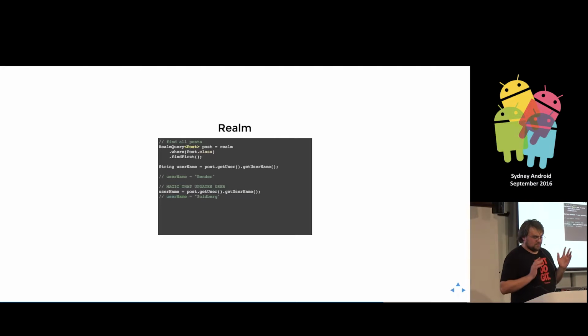So we get the username of the user from this post, change it somehow, I don't care, and then reread the value. So you don't even need to use the built-in system. If you already have events in an application that tell you when the data has changed, you can just reevaluate your queries and you'll get the updated information.